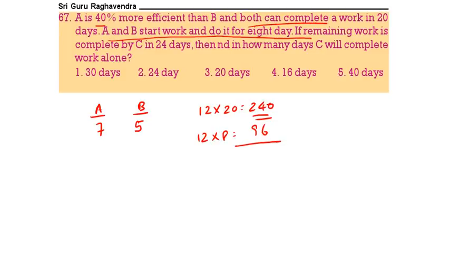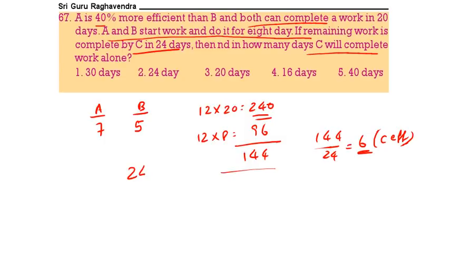Now remaining work. What is the remaining work? 144. This remaining work is completed by C in 24 days. So this is C efficiency. What is C efficiency? 6. Now in how many days C will complete the total work? Total work is 240. C efficiency 6. The work is completed in 40 days. 5 is the correct answer. Next one.